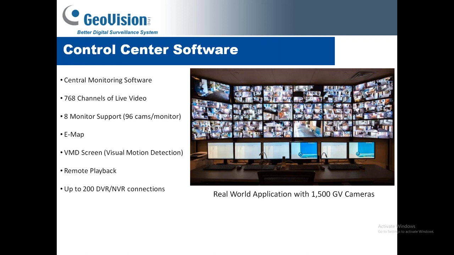Now, some other features that the Control Center offers, it does have the EMAP capability, similar to how I showed in the VMS software. You can also dedicate a monitor to a feature called visual motion detection. What this allows you to do is cameras will only pop up on the screen when motion is detected, and then they drop out when motion goes away. So if you've got a live guard that's sitting there trying to monitor hundreds of cameras, it's a very effective and efficient tool to alert that person when motion is happening so they can then investigate further.